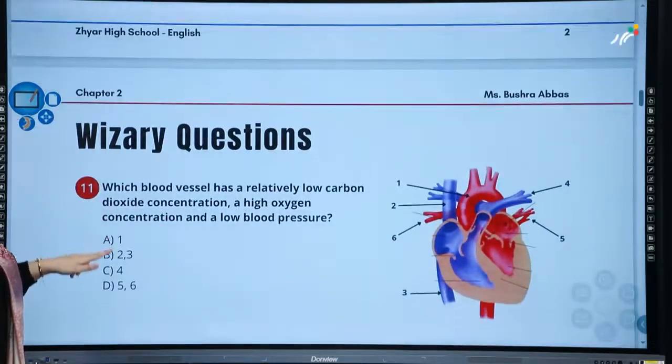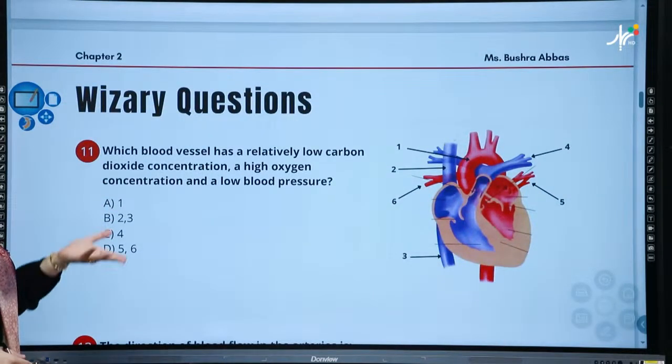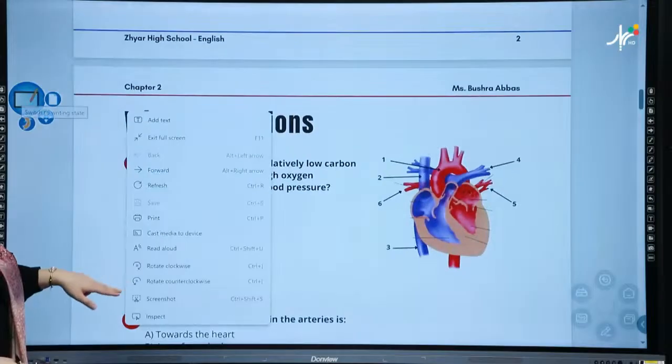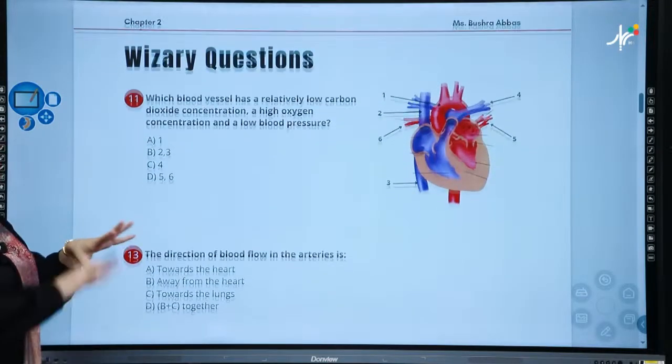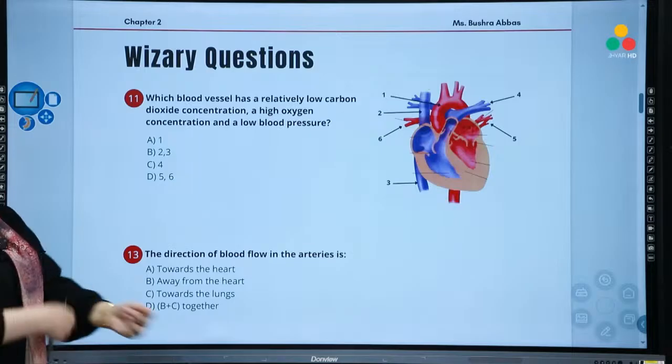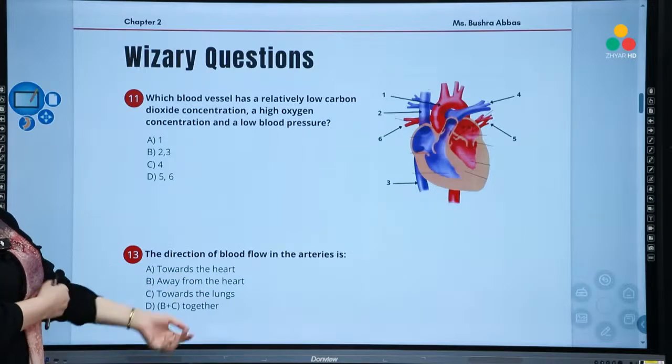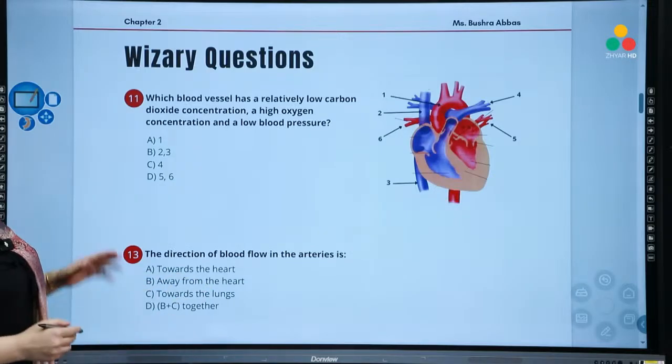We're done with the questions of chapter 1. Now we're going to chapter 2. We're starting with the heart. It's one of my favorite chapters. Very fun. Questions like that are actually very interesting. Let's see, what does it say?